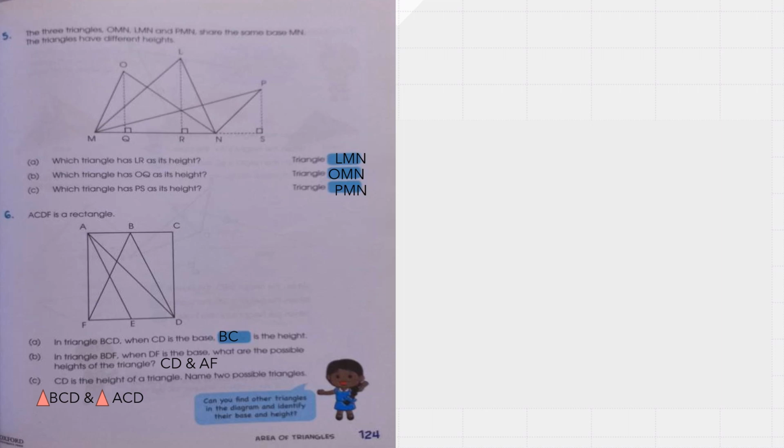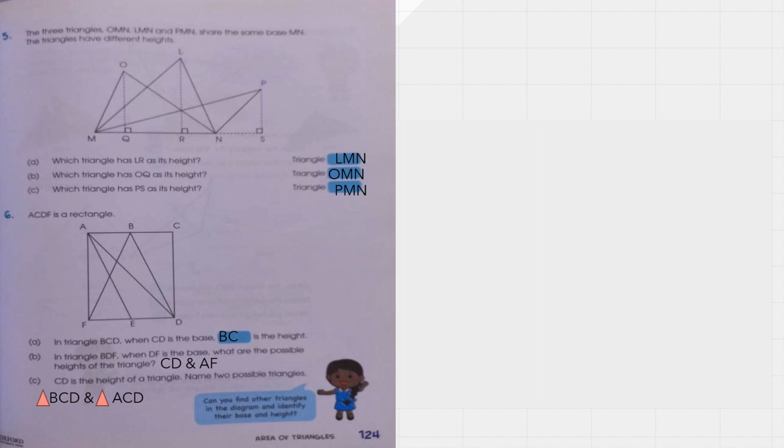Now in part B, which triangle has QR as its height? If we look at QR, we can simply guess that this is for the triangle OMN. And for part C, which triangle has PS as its height? As we know, PMN is the triangle that we have extended in order to find out the height PS. So this is the height of the triangle PMN.